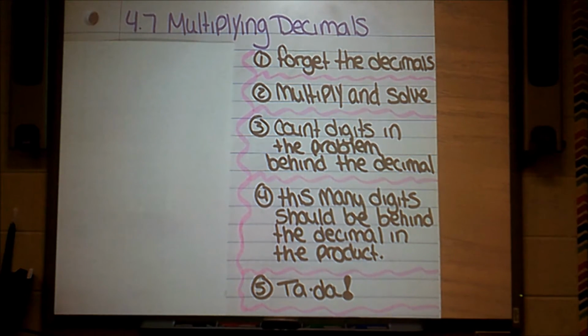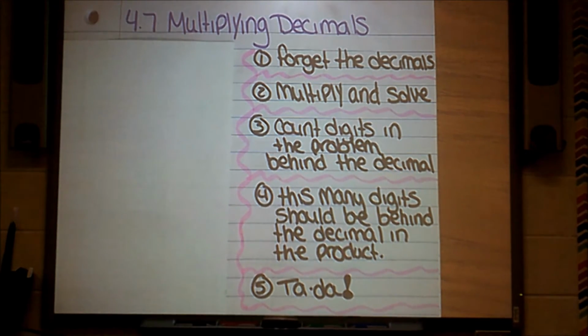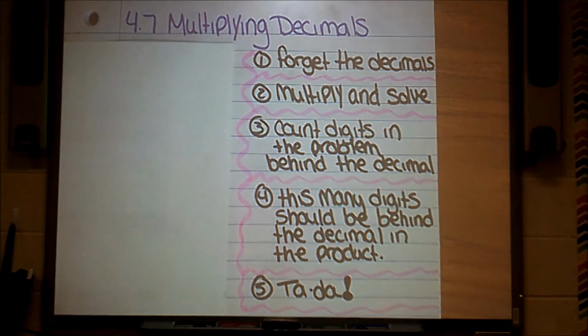As you can see, step 1 says to forget about the decimal. Pretend it's not even there. It doesn't even exist. Pretend all you're working with is a whole number. Step 2 says I would like you to multiply and solve this problem using the standard algorithm, just like you would solve any other ordinary problem.